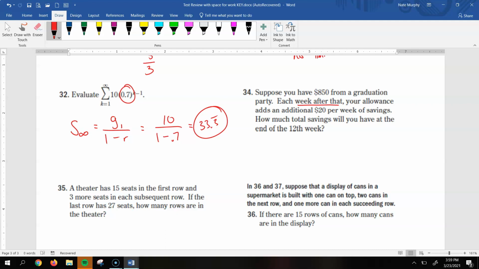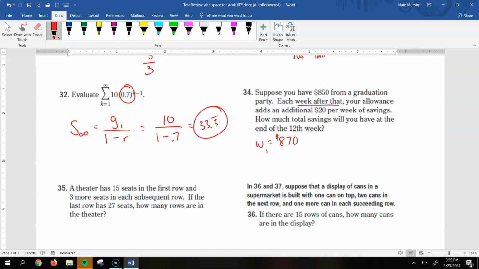Okay, so at the end of the first week, you would have $870 in your account, because $850 is before your parents started depositing your allowance into your account. So you got $850 from graduation, and then each week after that. So after the first week, we could even do W sub 1 to represent after the first week, you'd have $870. All right, so now this is an arithmetic series, or sequence.